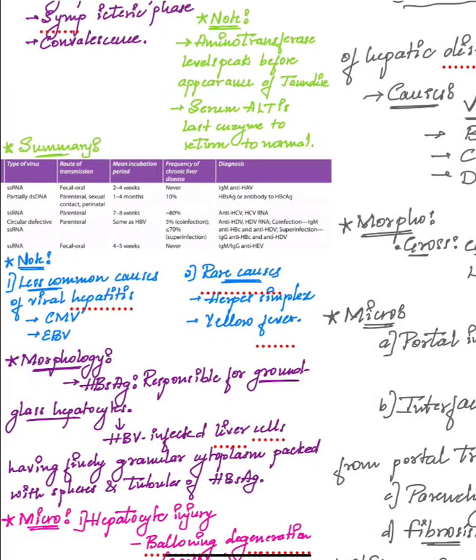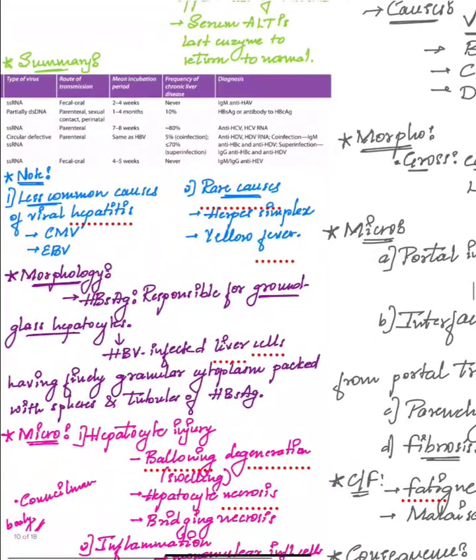parenteral or sexual contact or perinatal, 1 to 4 months, 10%, HBsAg or anti-HBc. Single stranded RNA, parenteral route, 7 to 8 weeks, 80%. Circular defective ssRNA, parenteral same as HBV. Then single stranded RNA, fecal-oral route, 5 to 6 weeks, and chronic frequency is never.